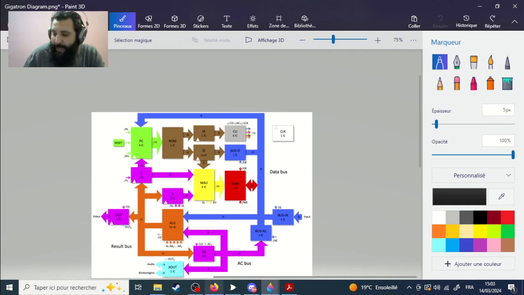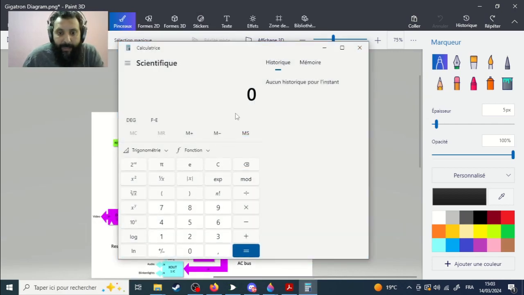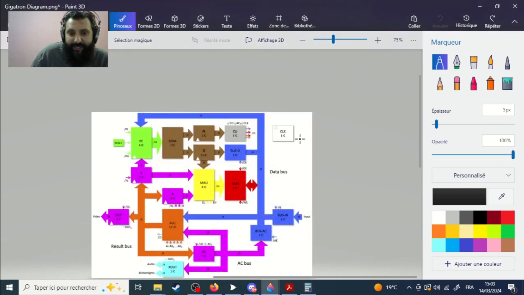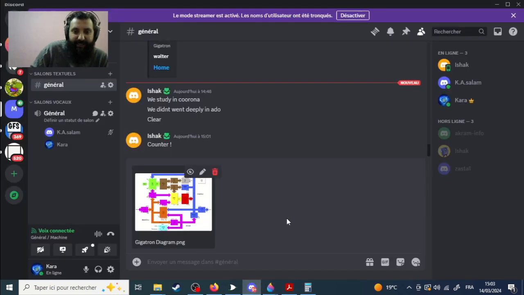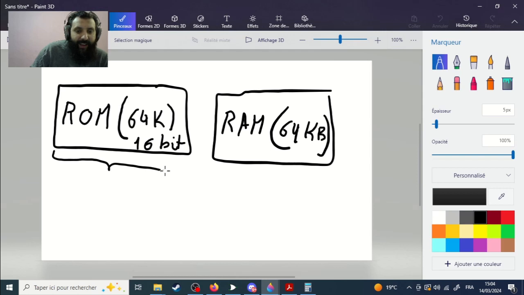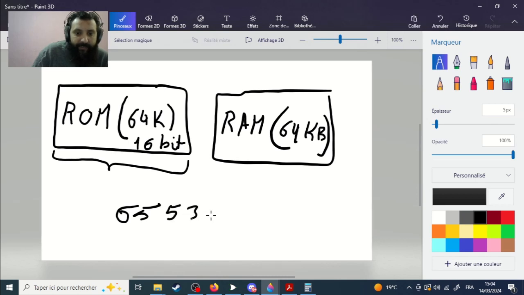16 bits means, let me take my calculator. Let's do some calculation here. If I take 2 to the power of 16, we get 65,536. This number represents what? Can anyone tell what this number represents? This number represents the capacity of this RAM. This RAM is exactly 65,536. Do you understand?